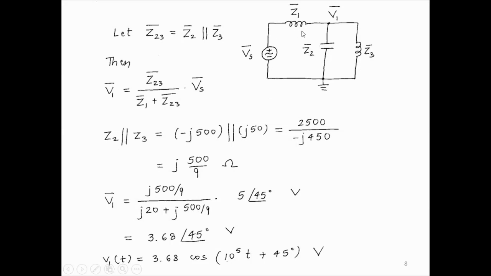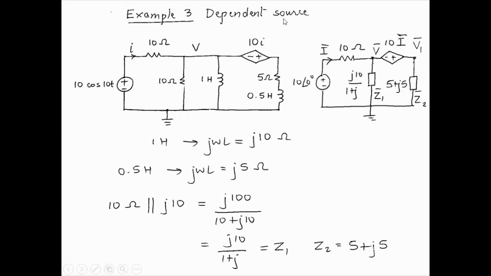These are called reactive elements, inductor and capacitor. So if the circuit has only reactive elements, then the phase of all the voltages in the circuit will be the same. The current in the capacitor will lead the voltage by 90 degrees. The current in the inductor will lag the voltage by 90 degrees. So the currents across elements will have a different phase, but the voltage will have the same phase. Okay, so let us look at a circuit with a dependent source.